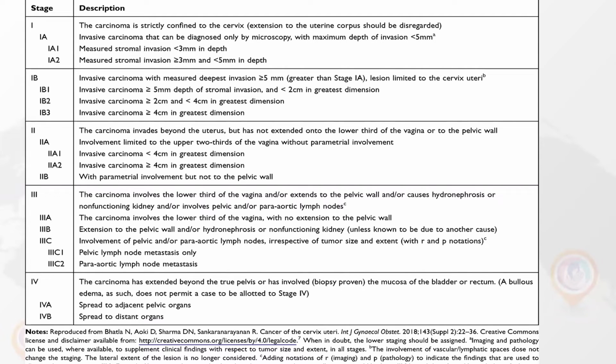Now coming to 2A. 2A is involvement of the upper 2/3 of the vagina. If it is less than 4 centimeter, it is 2A1. 2A2 is more than or equal to 4 centimeter. 2B is with parametrial involvement.